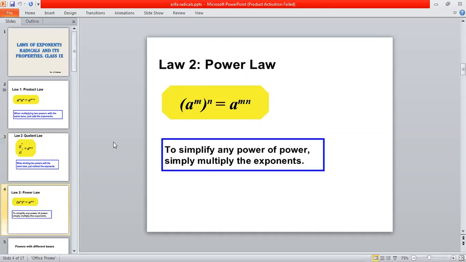Now, another is the power law. a to the power m, whole power n, is equal to a to the power mn. Here a is the base and m and n are the two exponents. Then simply multiply the exponents.